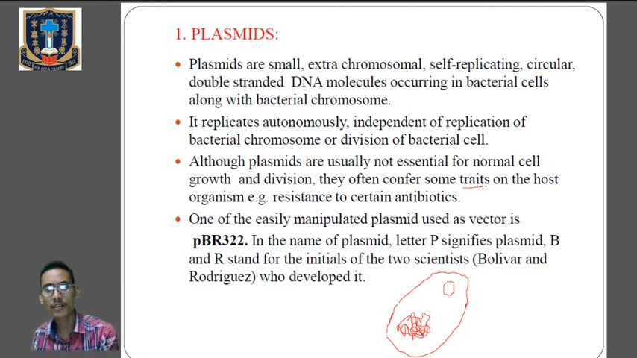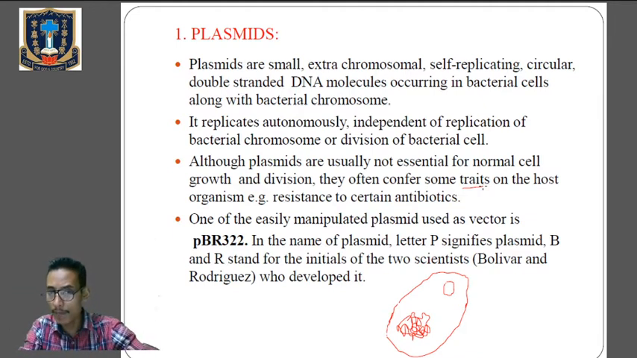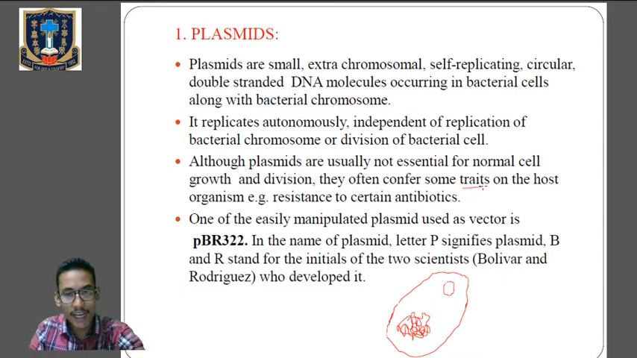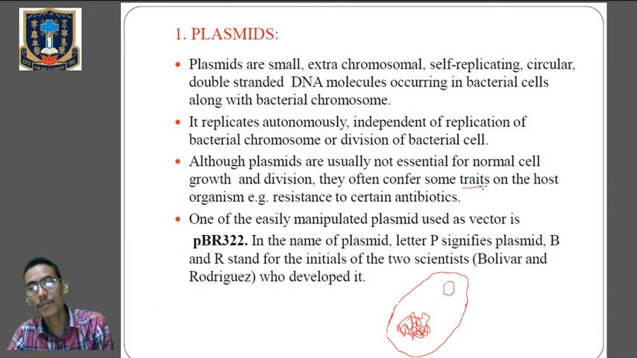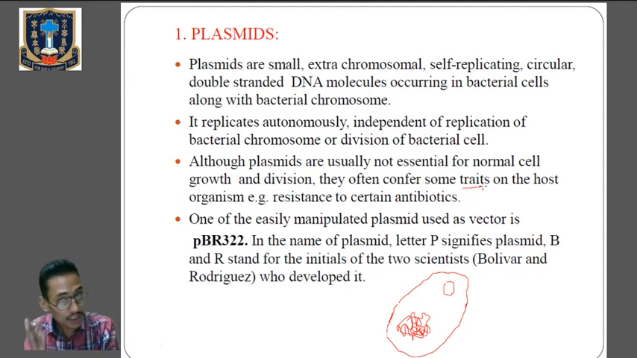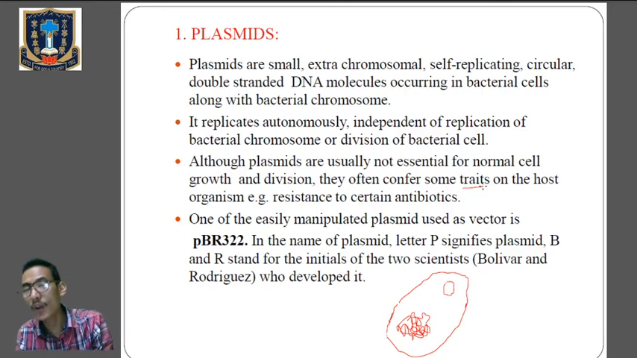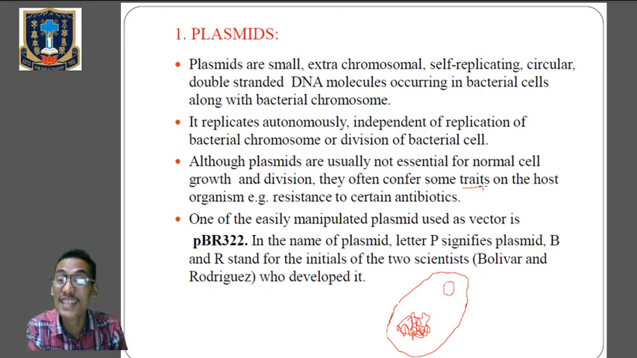These plasmids can confer on the bacterial cells the property of antibiotic resistance. Okay, that means if this bacterial cell has got resistance to an antibiotic, let's say penicillin, just for example I am saying, if these plasmids confer resistance to penicillin to the bacterial cell, then that bacterial cell will resist the action of penicillin. It will not die when we are using penicillin. That is called antibiotic resistance. Okay, so these plasmids will confer antibiotic resistance property to the host cell.